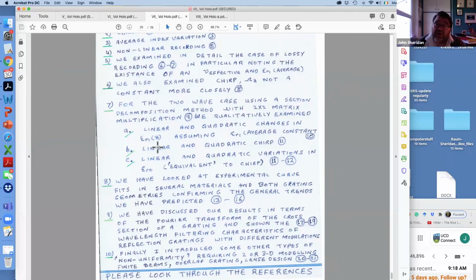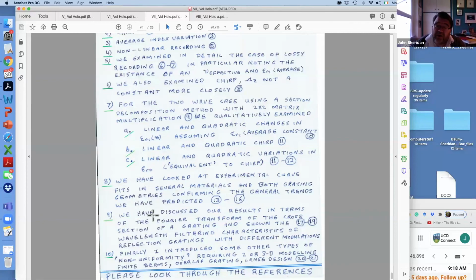And for the two-wave case, using a section decomposition method with 2x2 matrix multiplications, we qualitatively examined linear and quadratic changes in the permittivity. We distinguished between the effects of those two, linear and quadratic chirp, and linear and quadratic variations in the average index. And we said these two are very similar. If we do the models, we find out they're similar. So we've got different physical effects and different values of the coefficients, but the net result is the same. So they're hard to distinguish.